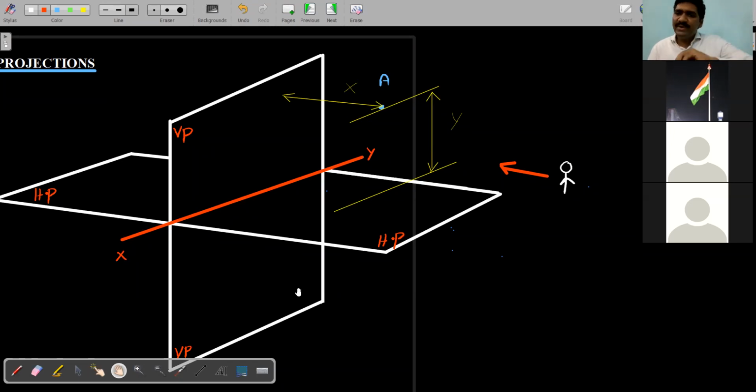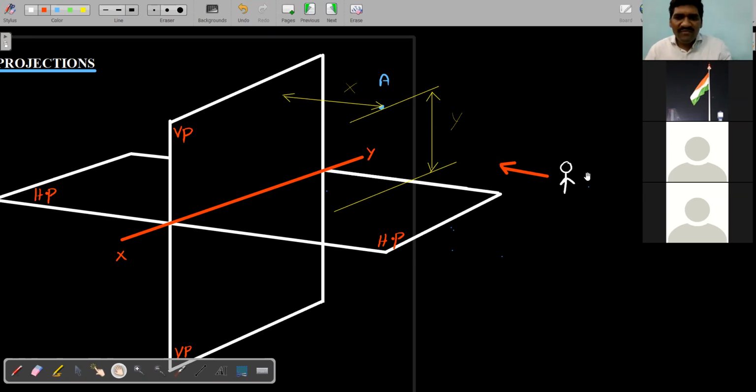Anyway, I'll repeat all those things once again. Let us see the position of the body in the first quadrant. How to identify in the examination that the body is in the first quadrant? The body is lying some distance above the horizontal plane and some distance x in front of the vertical plane. What is the observer position? This is the observer position.